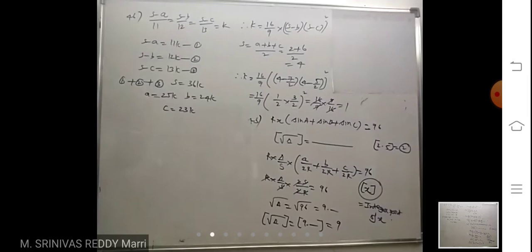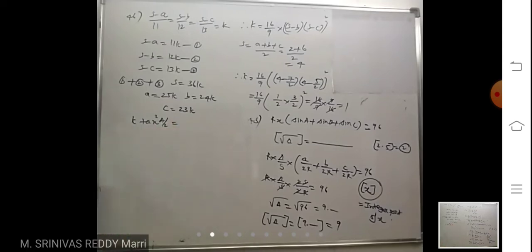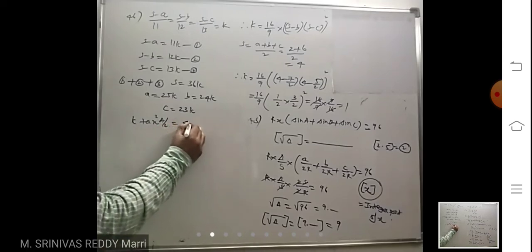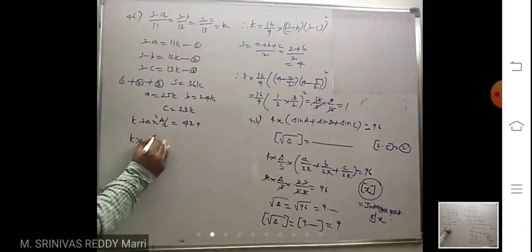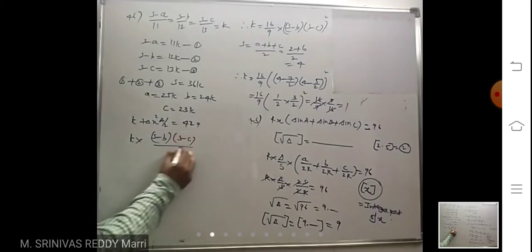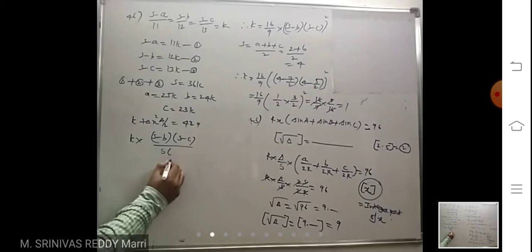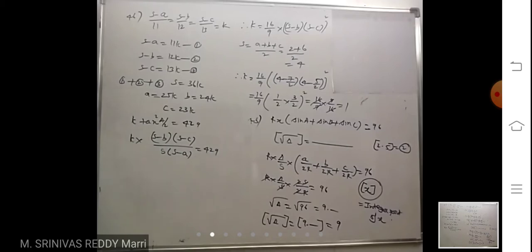Now you got A, B, C, and you got S. Now he is asking K into tan square A by 2 equals 429. So K into tan square A by 2 means, what is the formula? Root of (S minus B)(S minus C) divided by S(S minus A) equals 429. The root will get cancelled. So this is the formula for tan square A by 2.